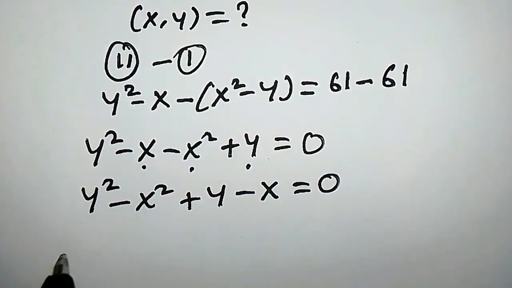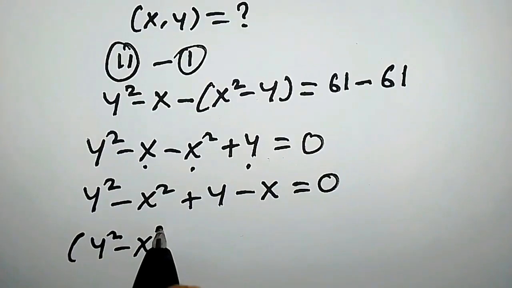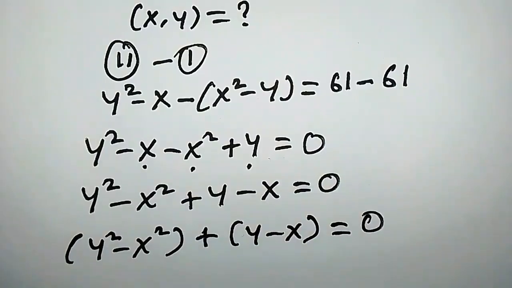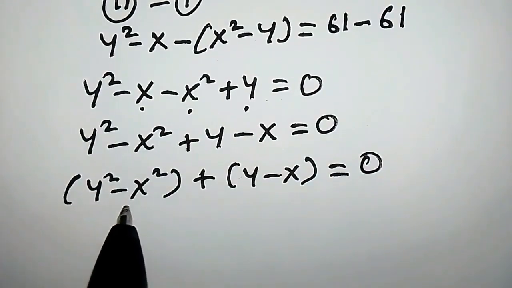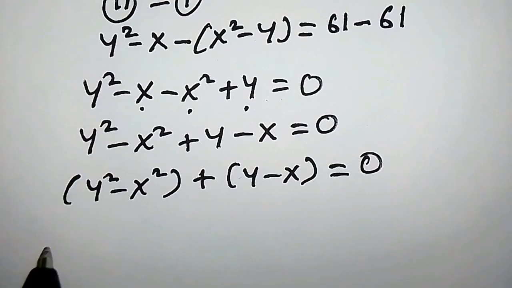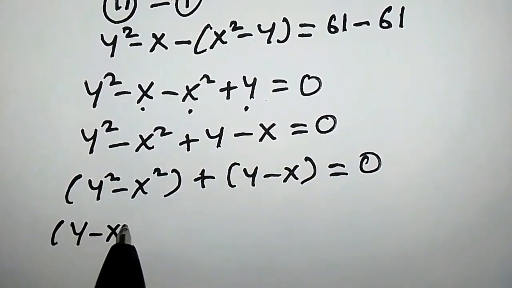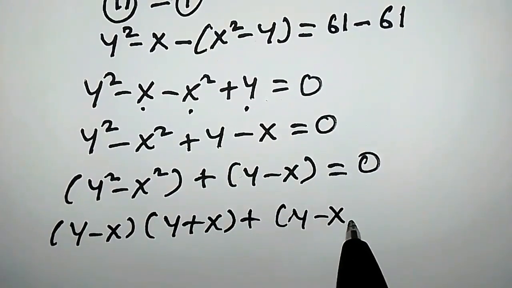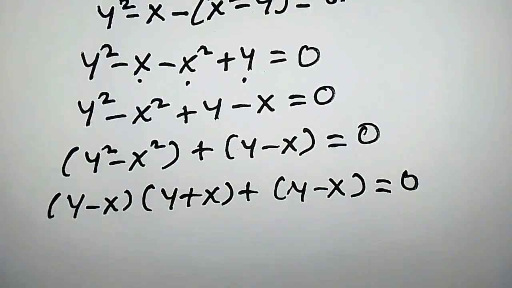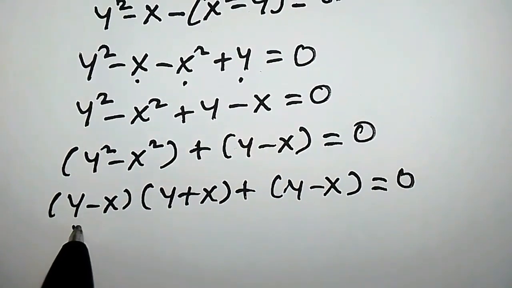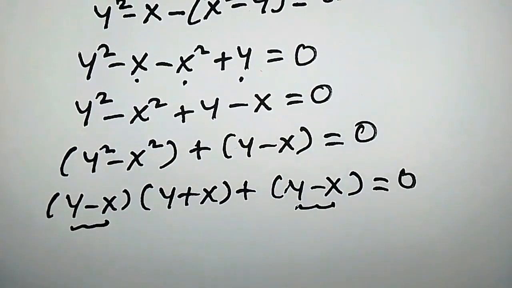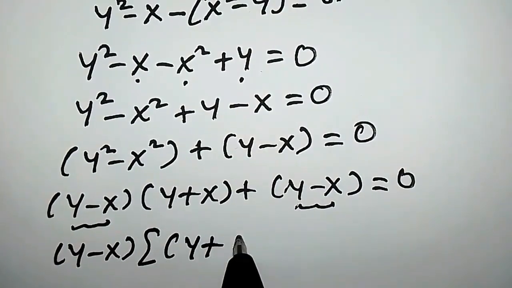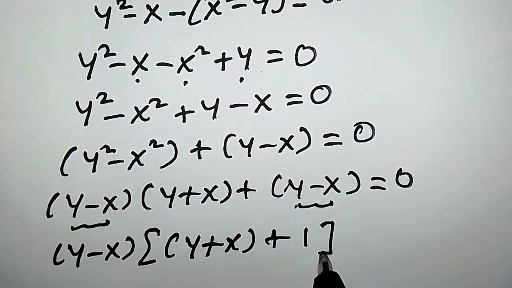Let's put these in brackets. So that will be y squared minus x squared in brackets plus y minus x also in brackets equal to 0. You will notice that y squared minus x squared is the difference of two squares, and we can rewrite it as y minus x times y plus x plus y minus x equal to 0. What do you notice here? You will notice that y minus x is common. Let us factor it out. So that will be y minus x into y plus x plus 1 equal to 0.